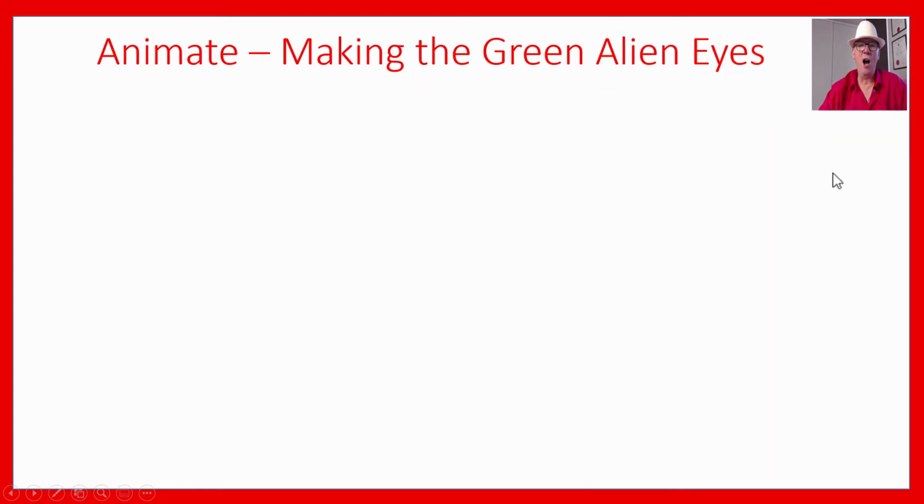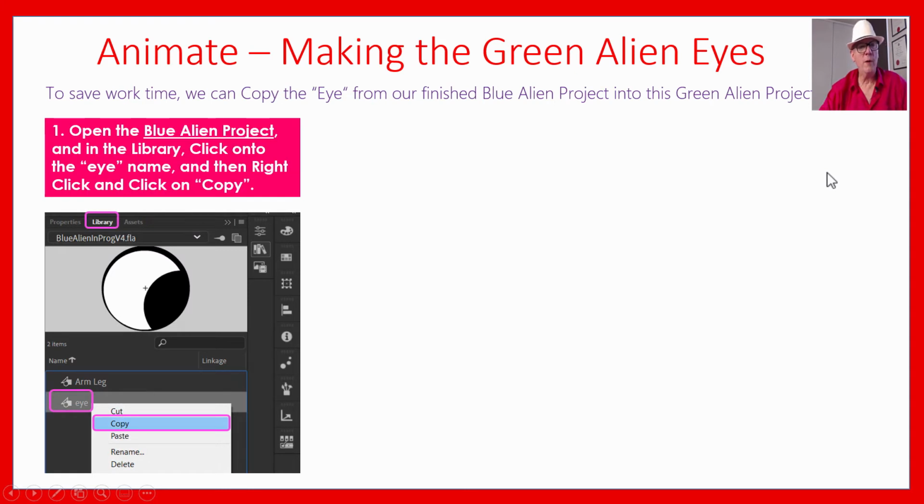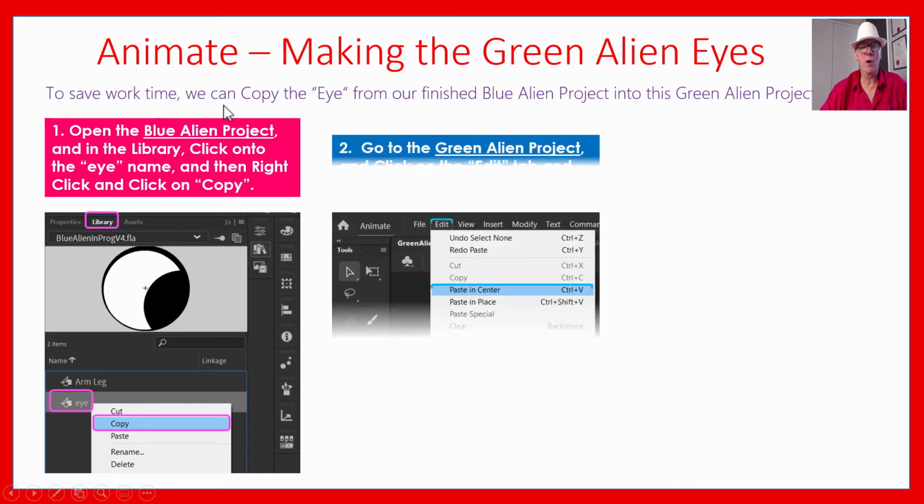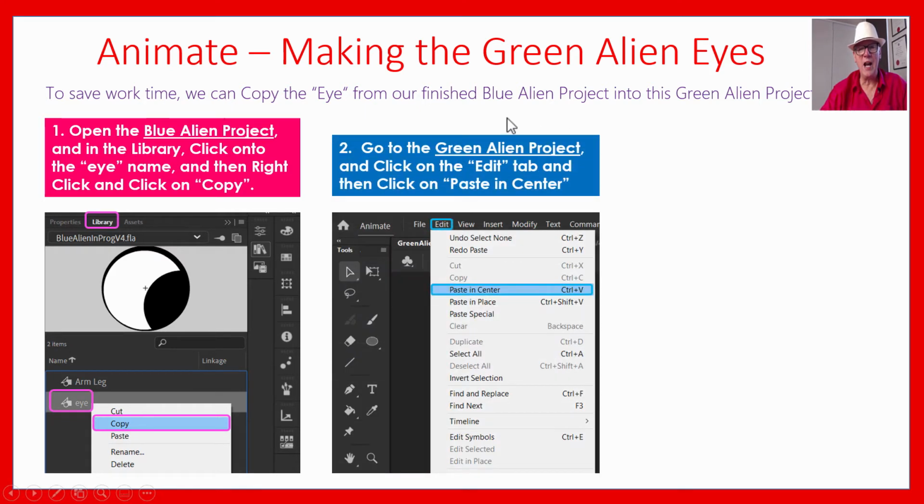And then for the eyes, what we can do is go to our blue alien project, go into the library here where we've got an eye that's made already, and right click on that and go copy. Then we've got that copied into memory, and we can go across to our green alien project and just go Edit, Paste in Center, which will put it in the center of the stage.